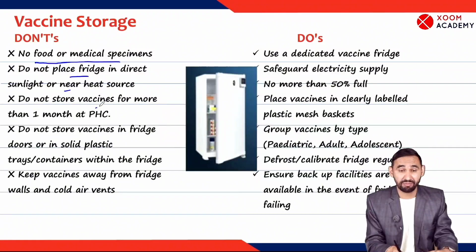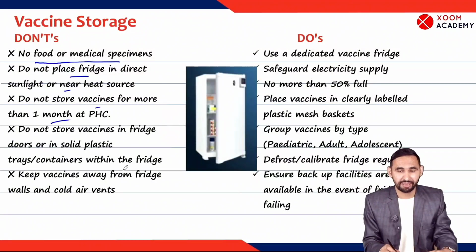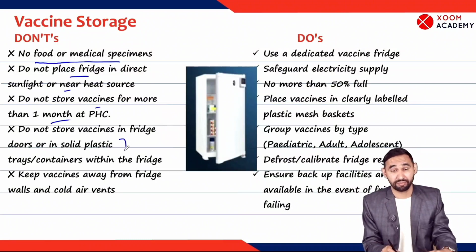Don't store vaccine for more than 1 month. Storage period should be less than 1 month. Don't store vaccine in fridge doors. They should be kept empty. Keep vaccine away from fridge walls.